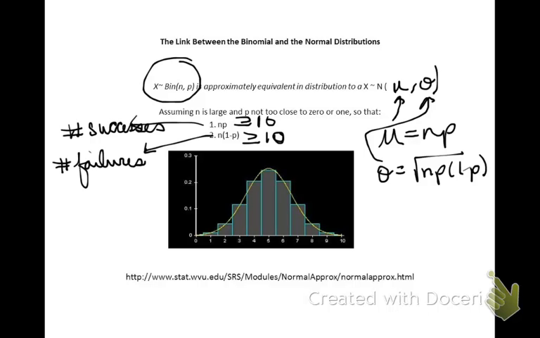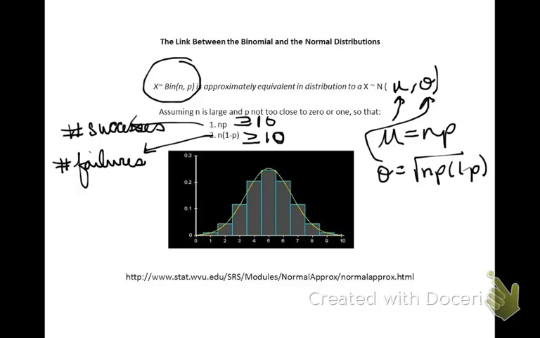Remember, in a binomial distribution, there are only two outcomes: yes, no, success, fail. So n times p is your measure of successes or yeses, and n times 1 minus p is your measure of failures or nos.